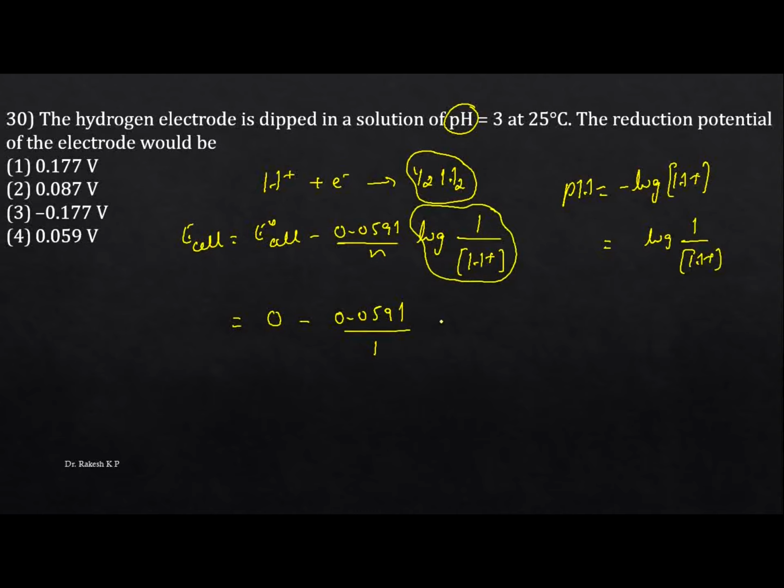Okay, what is the pH value they are given? That is 3. If you multiply this value with 3, here we are going to get minus 0.177 volt. Hence in this case the option is which one? That is the third one. Okay, so next one.